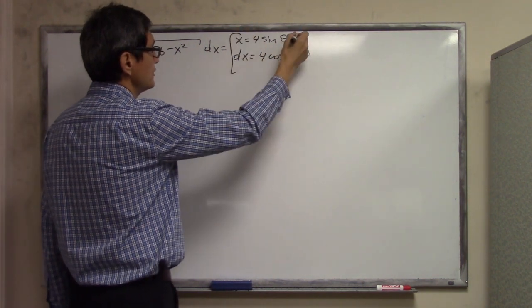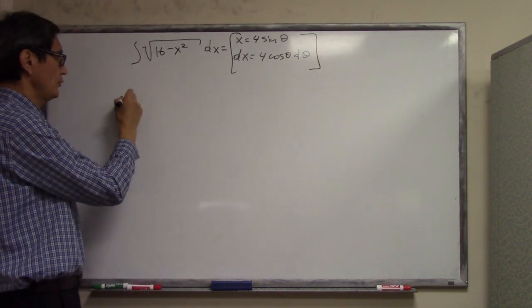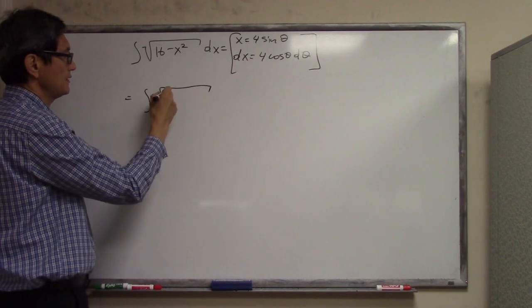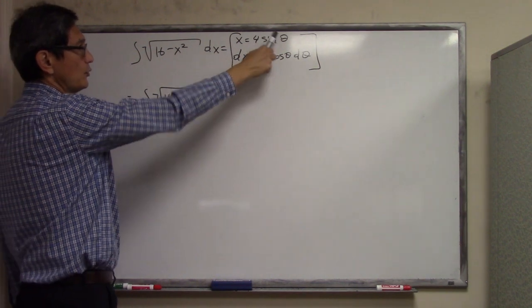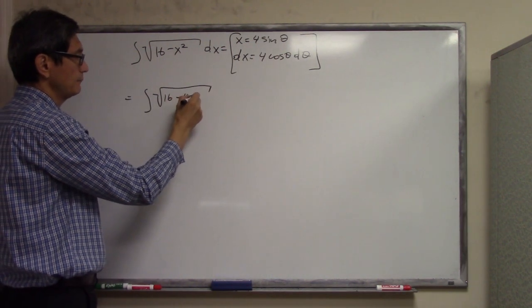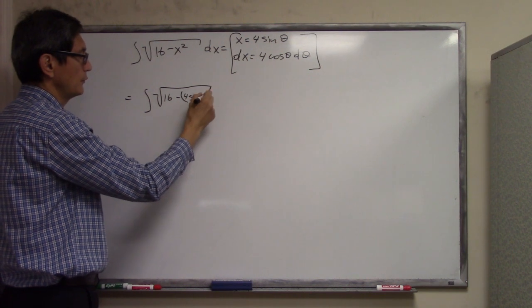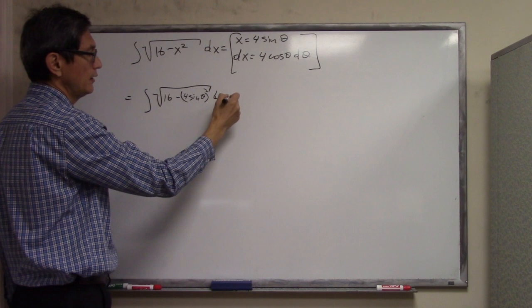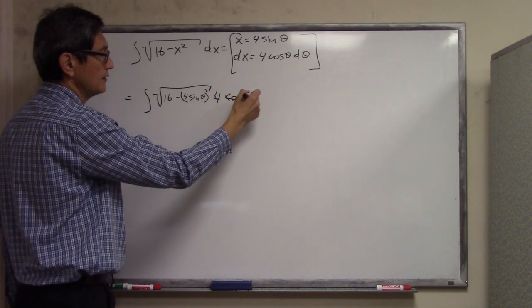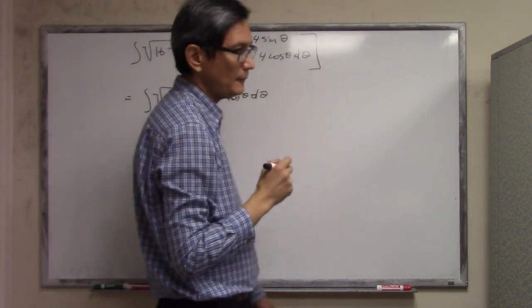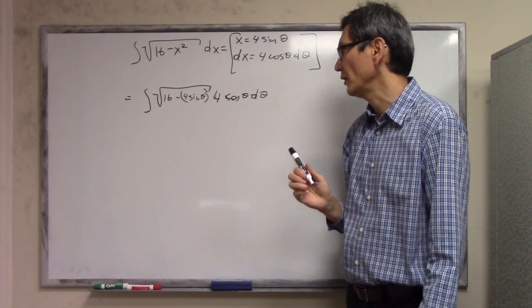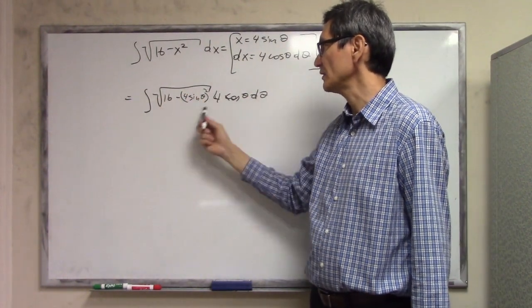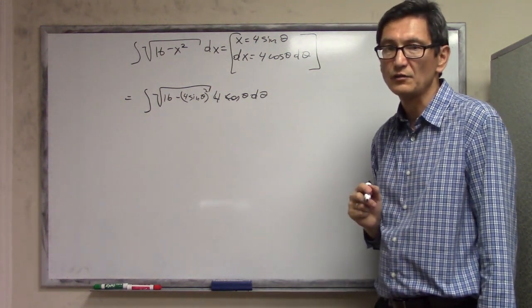So if we proceed with that substitution, we get the integral of the square root of 16 minus, instead of x, we put 4 sine theta squared, and instead of dx we write 4 cosine theta d theta. In order to finish our substitution, we have to look at that expression under the square root.